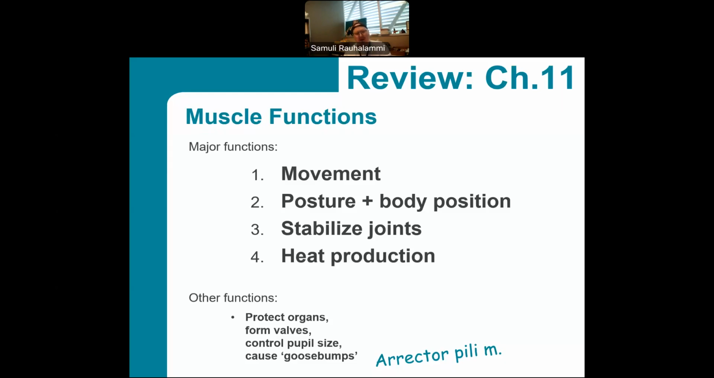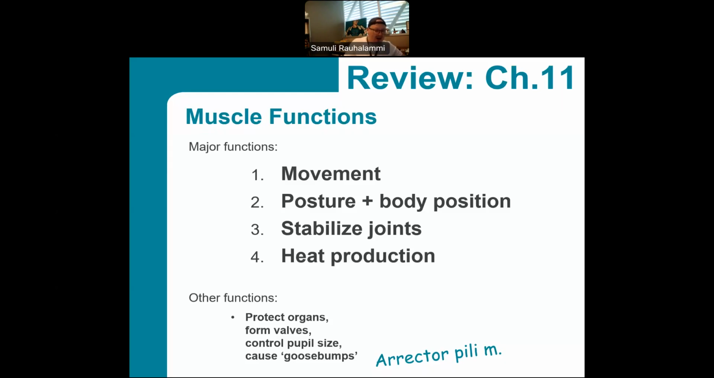But we can use this also to our benefit. For example, in a cold environment, your muscles can start to shiver to produce heat. They're not really producing movement that's productive of moving you about in the universe, but they're producing that heat as a byproduct to maintain body temperature.